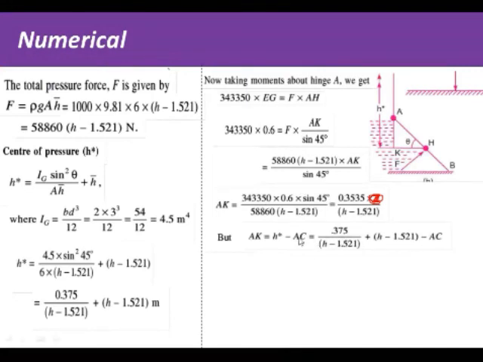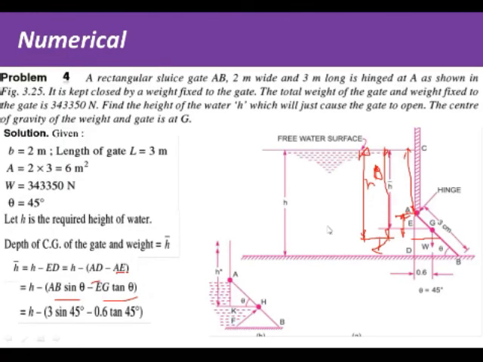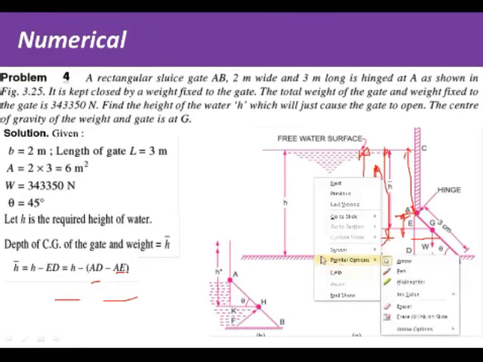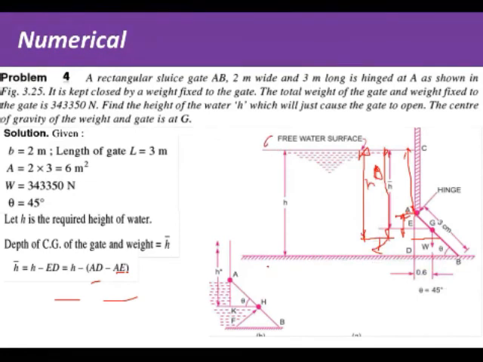This H star value we had calculated here, 0.375 upon H minus 1.521, plus H minus 1.521, minus AC. But this distance AC is nothing but total length CD, that is H, minus AD. Again we will go to the diagram. This entire distance is CD. This is point C, this is D. So CD minus AD, we will get this value AC.